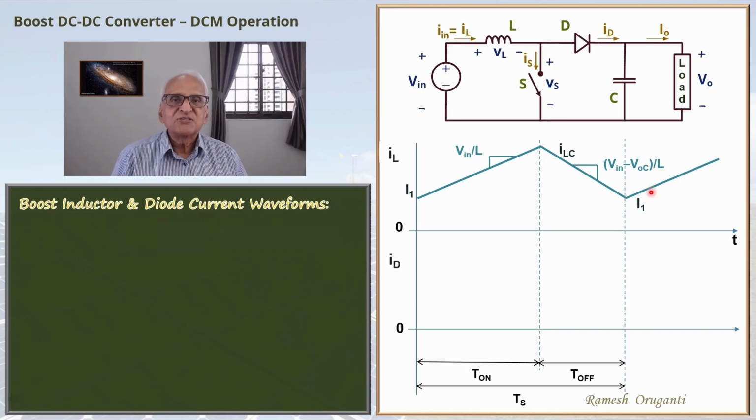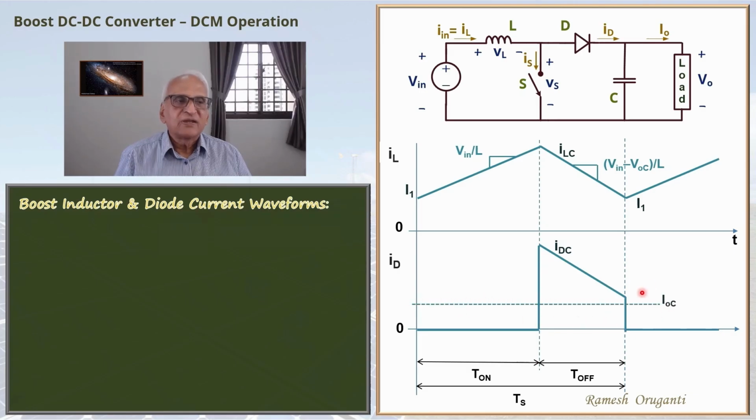Because the operation is in CCM, the inductor current stays above zero. When the switch is off, the inductor current flows through the diode. So this part of the inductor current forms the diode current, IDC, C again standing for CCM operation. The average of the diode current is the output DC current. I have marked that as IOC, C again standing for CCM. The corresponding input DC current under CCM is I in C. It is the average of the inductor current.